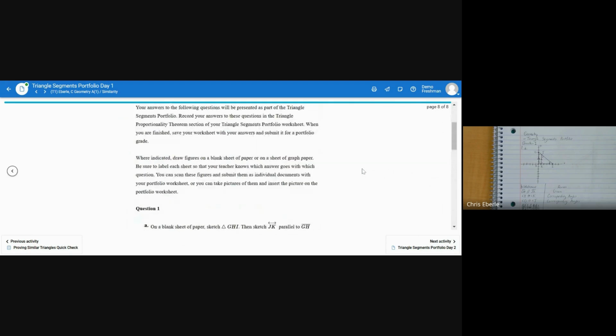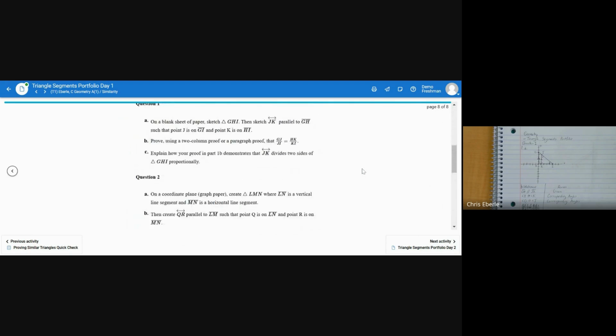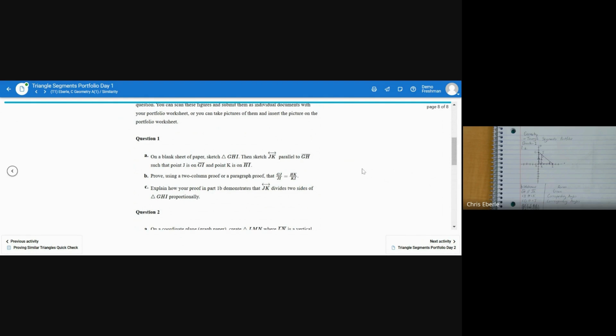The triangle segments portfolio. All right, and so I will walk you through the process here. Question 1 talks about, on a blank sheet of paper, sketching a triangle, and that's exactly what I've done here. I've got G, H, and I, and I just drew a coordinate plane on notebook paper, and that's perfect. It doesn't have to be anything fancy. You don't need graph paper.